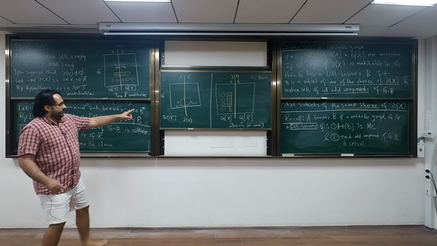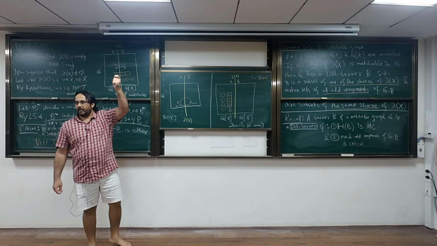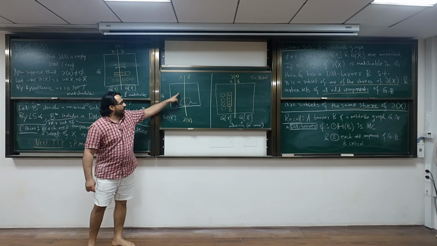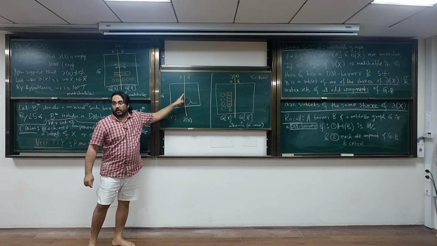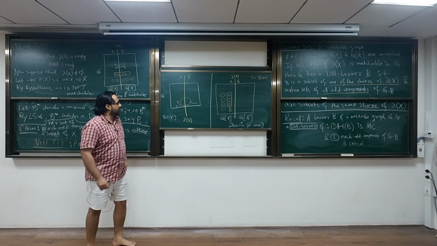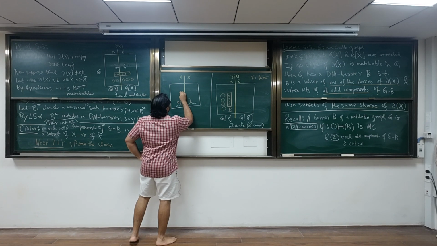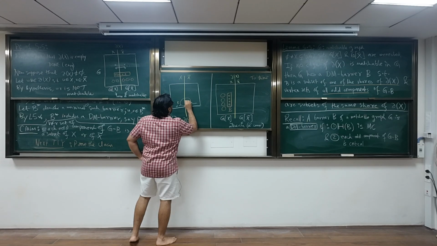So therefore, what can I say about B intersection X? In a perfect matching, this will be matched to some vertex in the barrier. Where will that vertex be? That's what I'm asking. That vertex will be here or will be there? It will have to be here. Is that correct? Let's just make sure. So, why can't it be here?